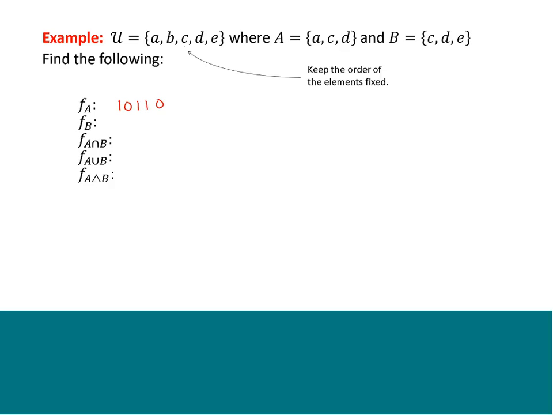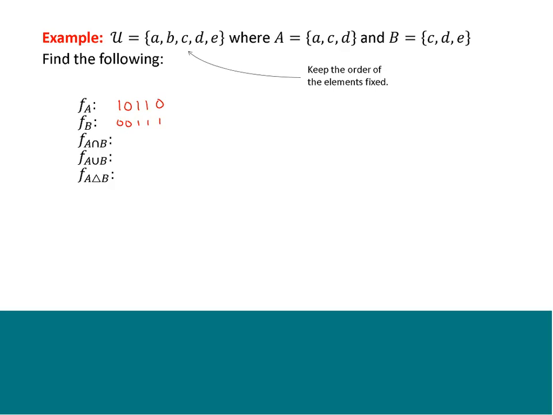Any guesses what the numbers should be, ones and zeros, for B? So this one here would do the same thing, but now instead of looking at the set A, we'd look at the set B. Yep, you got it exactly. So both elements little a and B are not in set B, and C, D, and E are in set B. That's literally it. Don't overthink this.